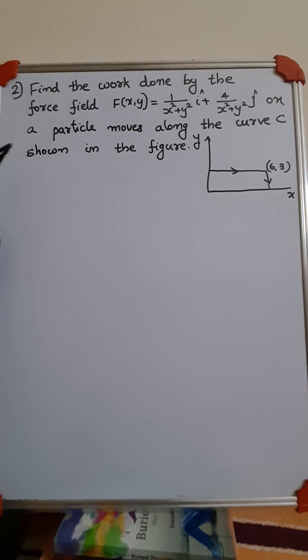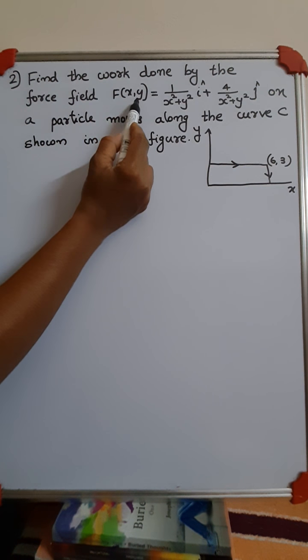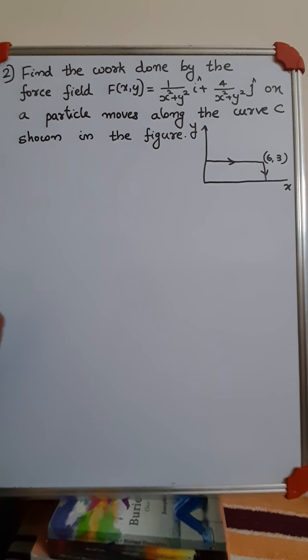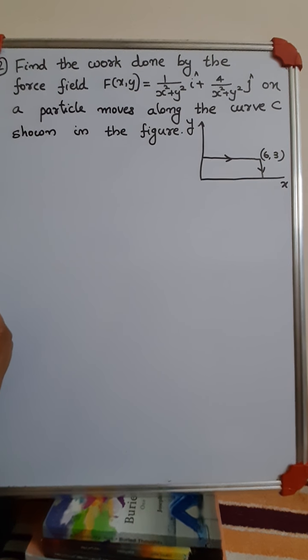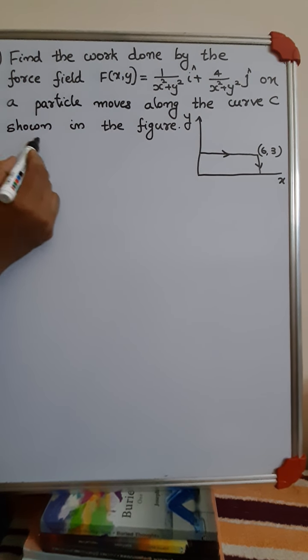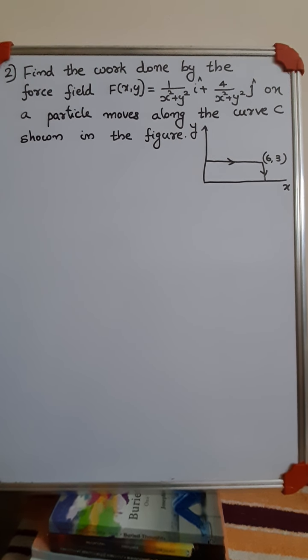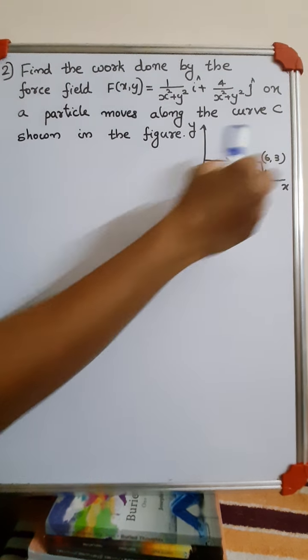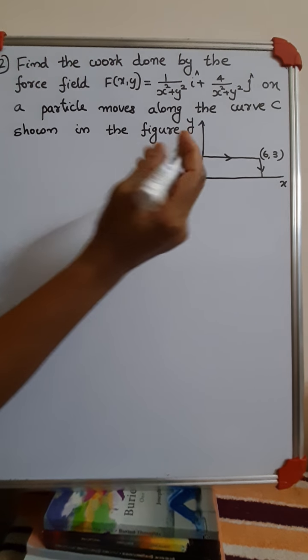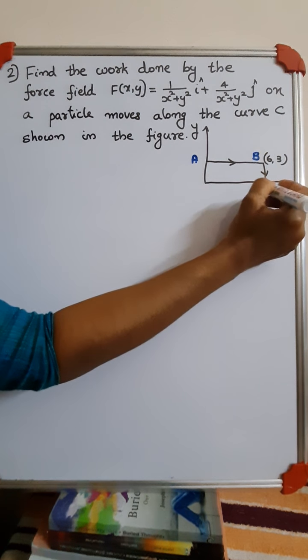Now the second problem for work done. Find the work done by the force field F of (x, y) equal to 1 by x squared plus y squared i plus 4 by x squared plus y squared j, on a particle that moves along the curve C shown in the figure. Now what about the figure? It is not the rectangular portion. Actually the path is from A to B and then B to C.